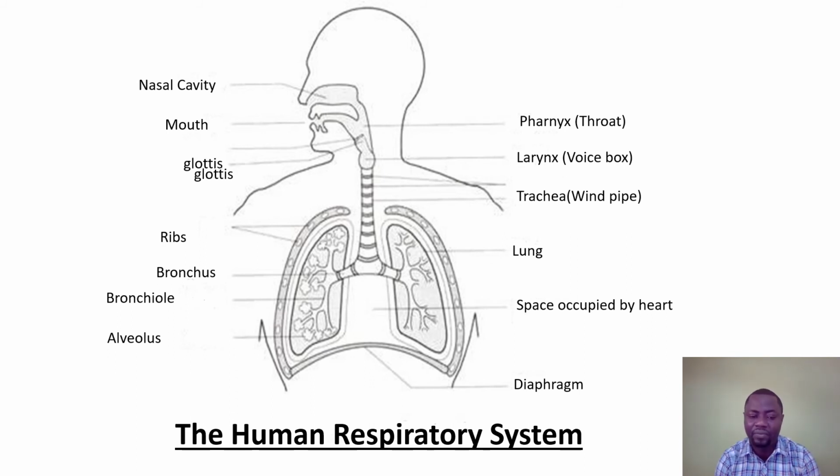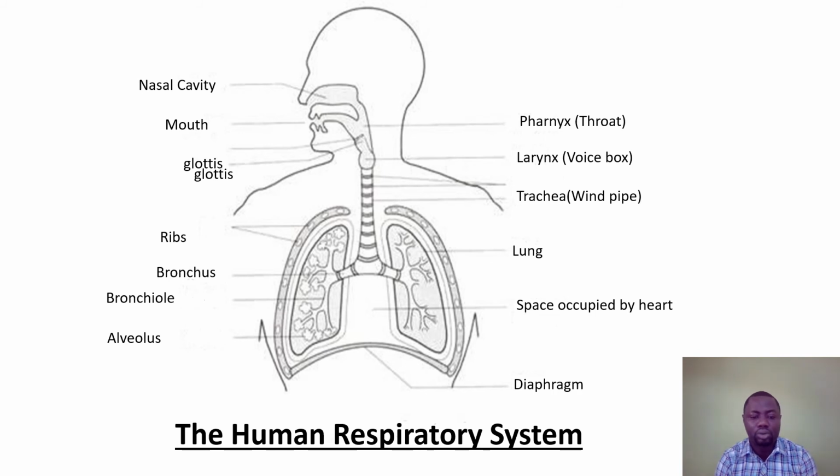When you come to the left part, we have the nasal cavity. When you are breathing, where the air passes through your nose is called the nasal cavity. When mentioning the organs of the respiratory system, we mentioned the mouth. You can see it right beneath the nasal cavity. We also have the glottis and the epiglottis. We have the ribs. The ribs cover the lungs.